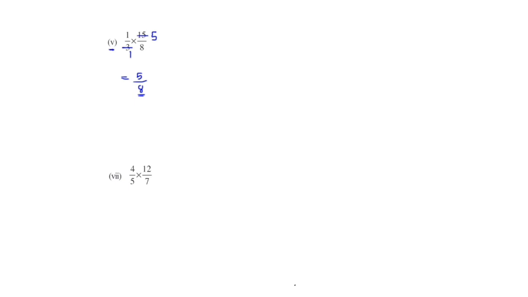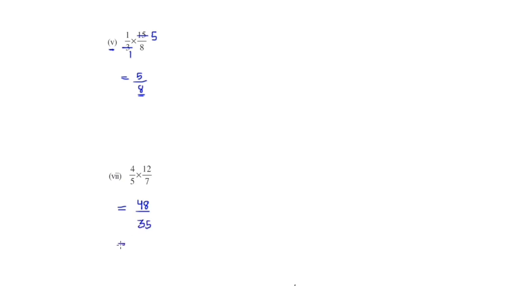In this part again, 4 over 5 times 12 over 7 needs to be found. First of all, check the factors. Is there any factor crossways? In the crossway you have to check. Okay, is there any factor? No. 4 and 7 have no factor, and 5 and 12 also have no factors. So what we will do, multiplying the numerators and denominators, we will get 4 times 12, that is 48 on the top, and 5 times 7, that is 35 at the bottom.